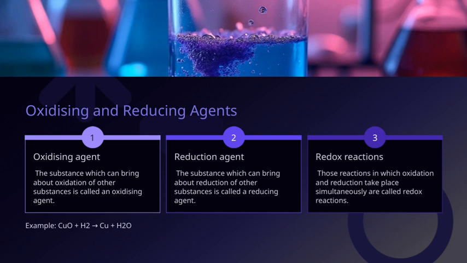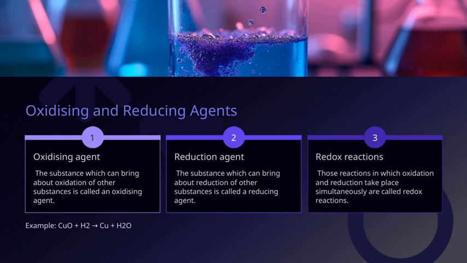Next, we have the concept of a reducing agent. This is the substance that causes another substance to be reduced, meaning it donates electrons. Think of it as the helper that gives away electrons to another substance. For example, in the reaction CuO plus H2 producing Cu and H2O, the hydrogen acts as the reducing agent because it provides electrons to reduce copper oxide to copper.